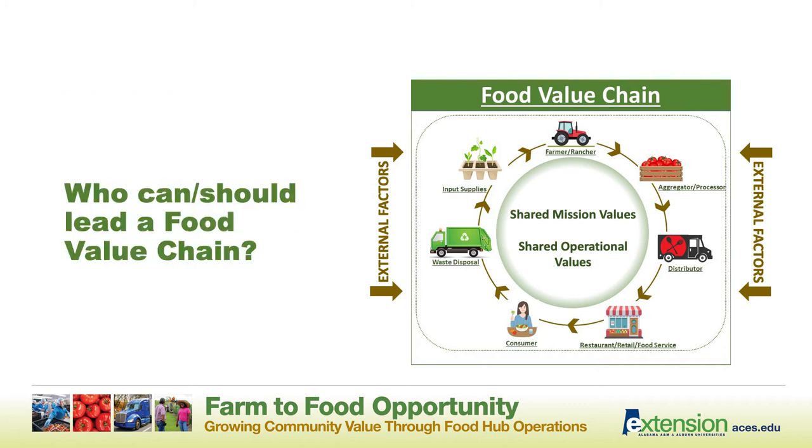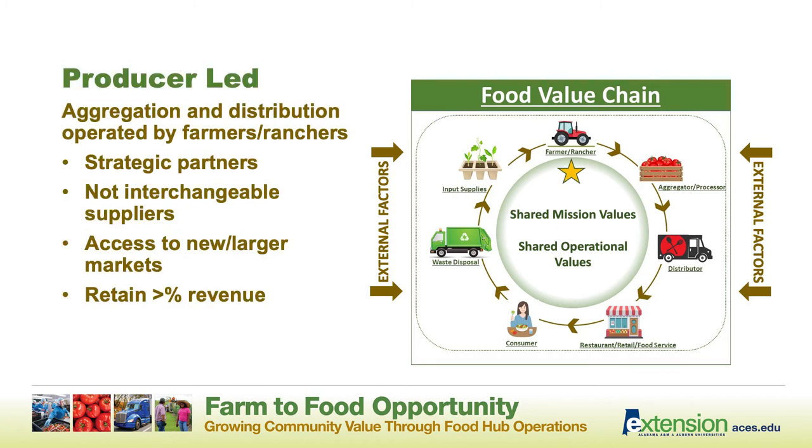Since the food value chain is a collaborative model from producer through the supply chain to the consumer, it can be established and led by any link in the chain. Across the country, this leadership has happened differently depending on the local situation and local assets in the supply chain. Here are some examples of producer-led, aggregator-led, and consumer-led food value chains which emerge from different circumstances at the local level. Sometimes a food hub is established by producers because in a food value chain, farmers and ranchers are strategic participants, not just commodity suppliers.